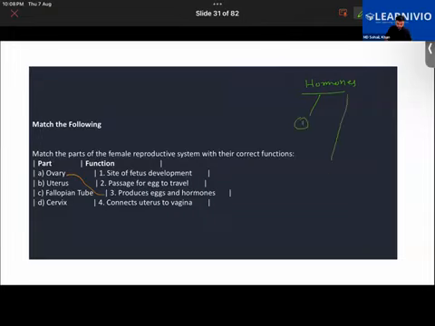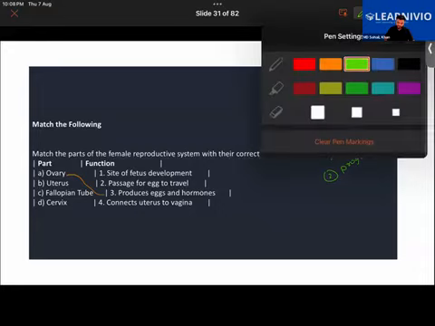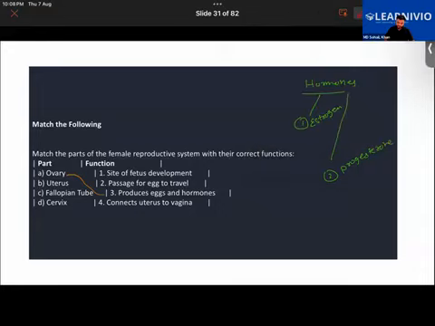Estrogen. And the next one is? Progesterone. You're saying it correctly, but there's something missing in that. It's progesterone, yes. So these are the two important hormones. What was the function of estrogen?